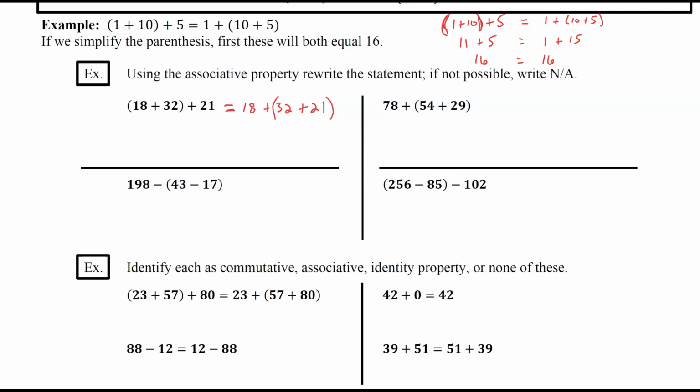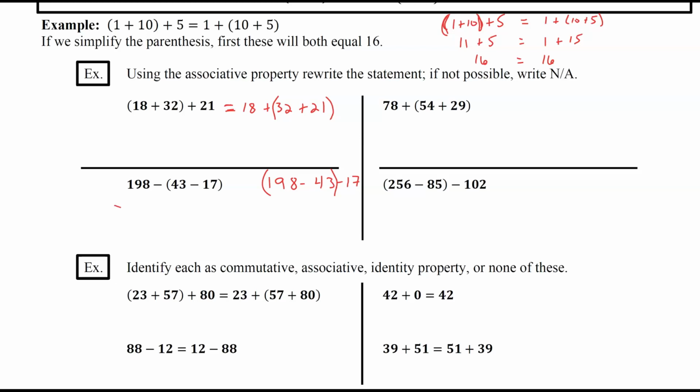The next one says 198 minus the quantity 43 minus 17. Okay, again, subtraction. Is it associative? We don't know, so let's try it. I'm going to try it by grouping it the two different ways. Again, the order doesn't change, but what I group will change. Okay, so on the first set, I've grouped the 43 and the 17, and on the second set, I've grouped the 198 and the 43.